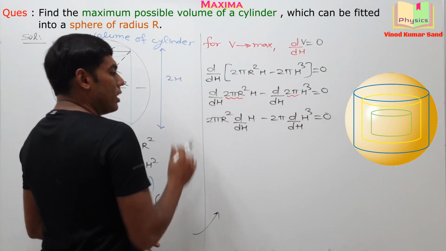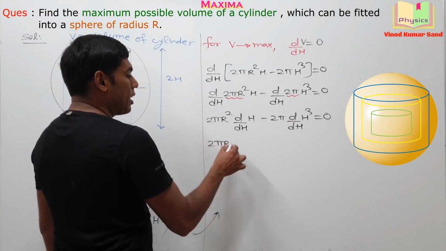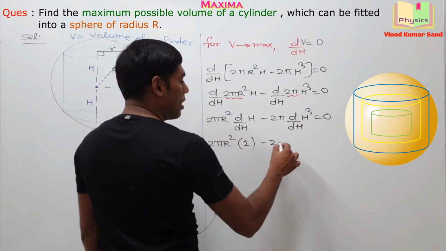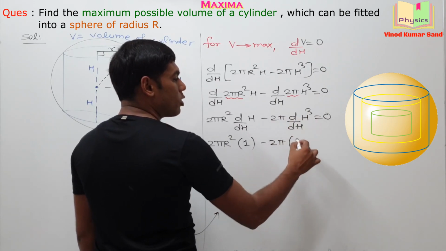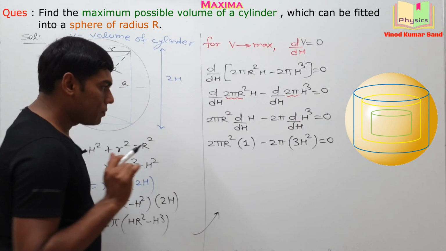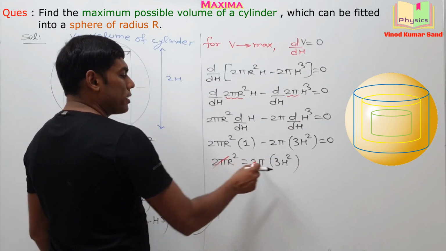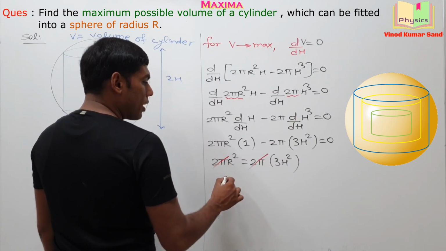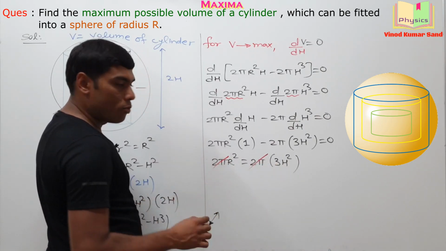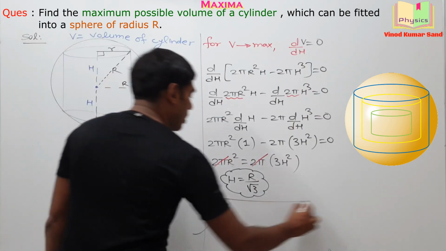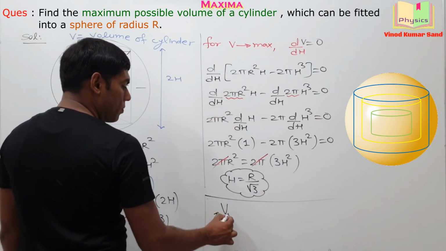Let us simplify this. 2 pi R square d by dh of h becomes 1, minus 2 pi d by dh of h cube, which is 3h square. Clear? Here 2 pi is getting cancelled out. So R and h can be related very well. Now we can easily obtain the maximum volume here.